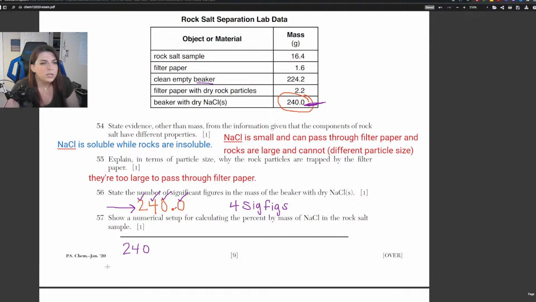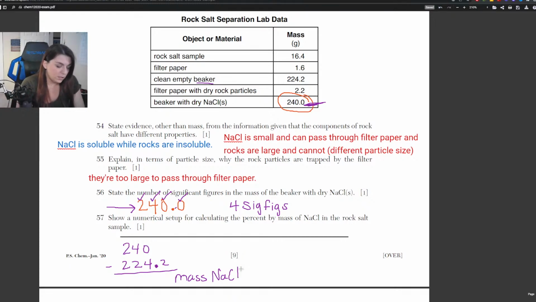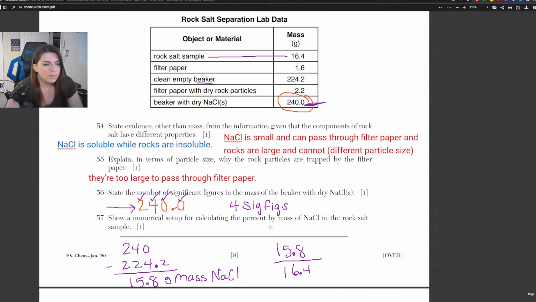So you do 240 minus 224.2, and this would be the mass of salt. And it should be less than 16, but I don't have a math brain, so I'm going to subtract it on my calculator. Okay, I'm getting 15.8. So what you would do is 15.8 over the 16.4, which is the entirety of the sample. And because it's percent by mass, you have to multiply it by 100.